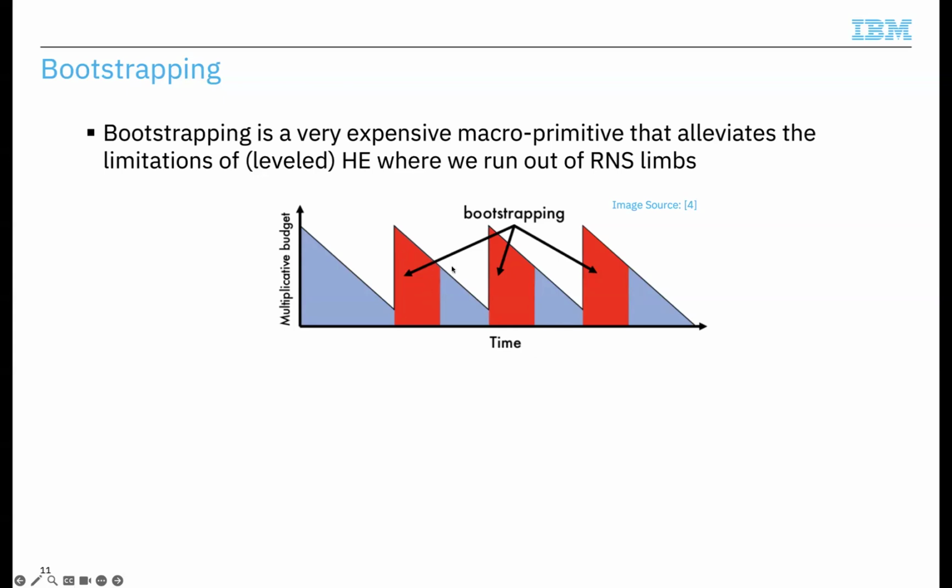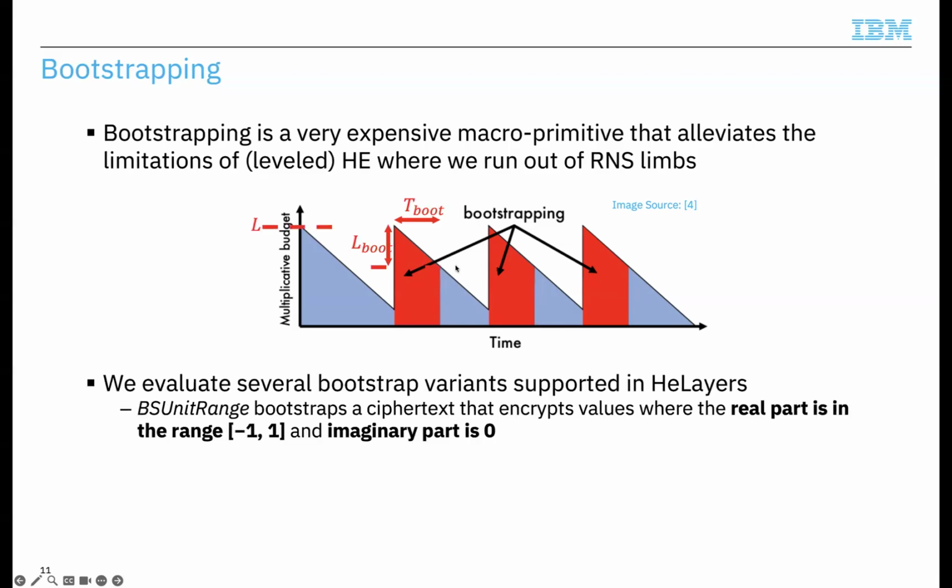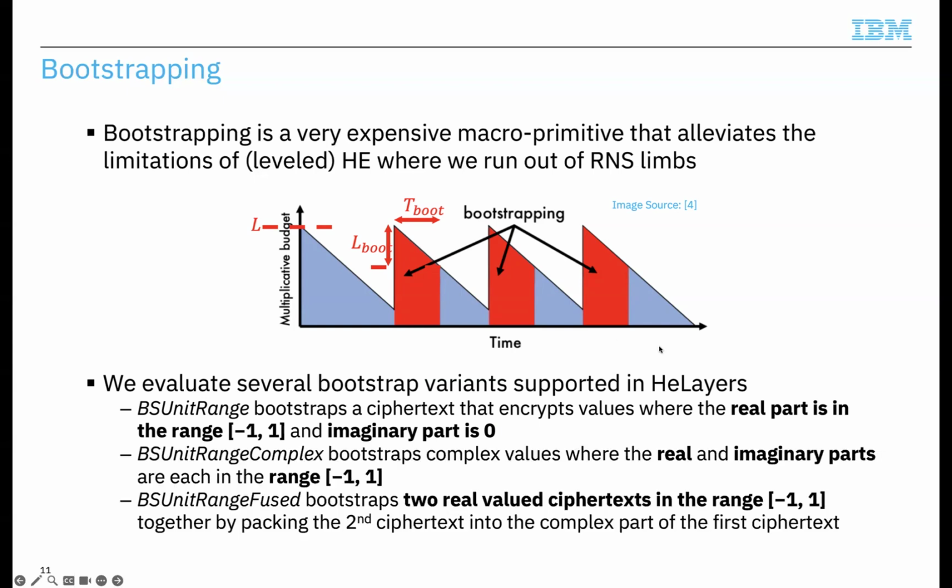This bootstrap doesn't bring us back to the same multiplicative budget that we had before, but it brings us close to it. So this is some notation from the paper, but basically you have L minus L boot number of levels remaining after each bootstrap operation, but this allows you to do a theoretically infinite number of operations. And that was the breakthrough that put the fully part in the FHE in the first place. There are different variants that we study. The details are here. I'll talk about it later.